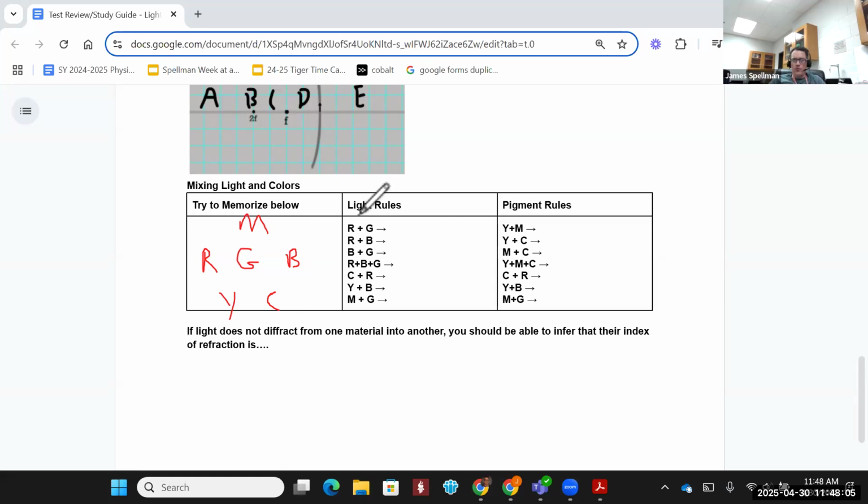And this is where we have to think about, is it light or is it pigment? Because different things happen with them. If we draw some little arrows between these two things, we can kind of start thinking visually a little easier. So we're going to connect these things to show who makes what.